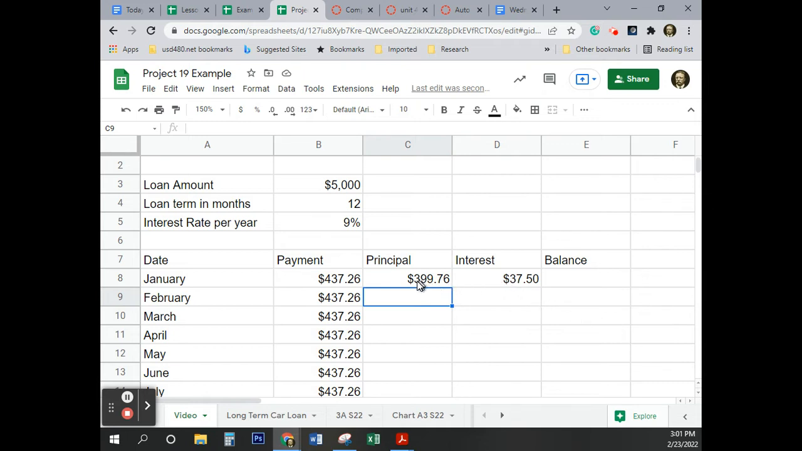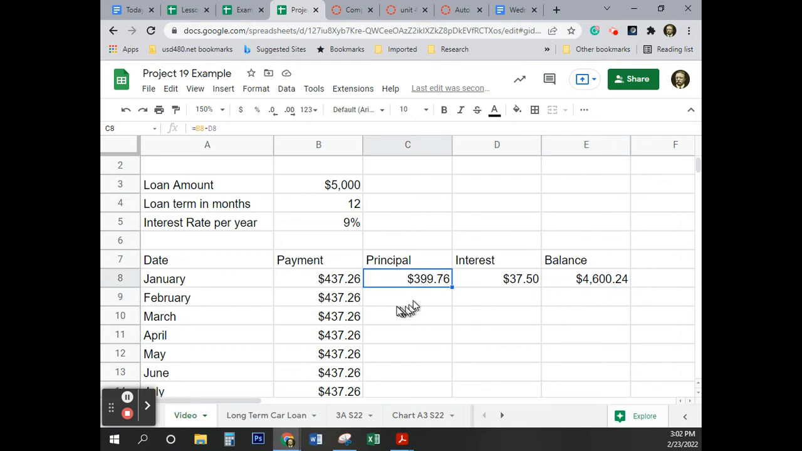Okay, so we paid $399.76 towards the amount that we borrowed. The other $37.50 was what we paid for borrowing the money, and that all came out of our payment here. Now, our balance, the amount at the end of this payment that we now owe, is going to be the amount we borrowed, the principal, minus the principal payment. Enter. So there we have the amount of interest we paid in the first month, the amount of principal we paid down, and after we made that payment, how much we owe is right there.